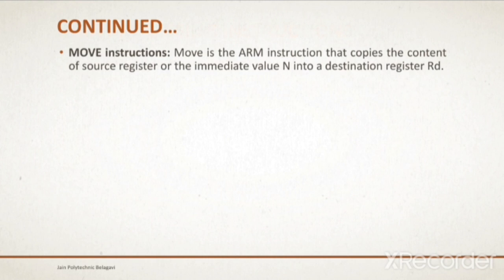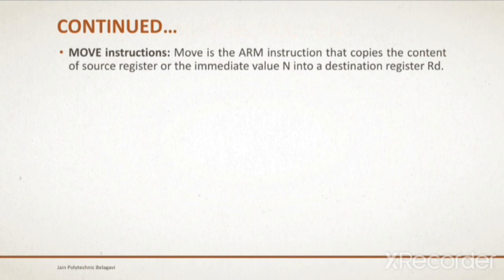Move instructions. Move is the ARM instruction that copies the content of a source register or an immediate value into a destination register RD. This instruction is useful for setting initial values and transferring data between registers.